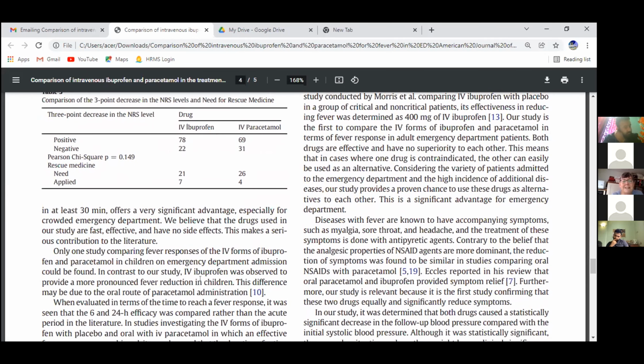Can you think of any reason why they would identify 21 people in need of rescue medication and only give it to 7, or 26 in need of it but only give it to 4? That baffled me. I think it is because of the route of administration, because paracetamol, but both were given IV.